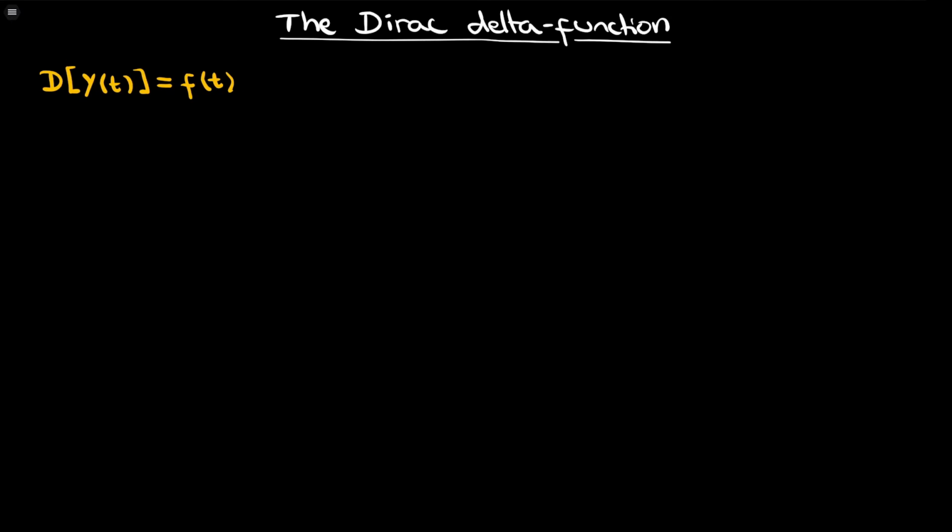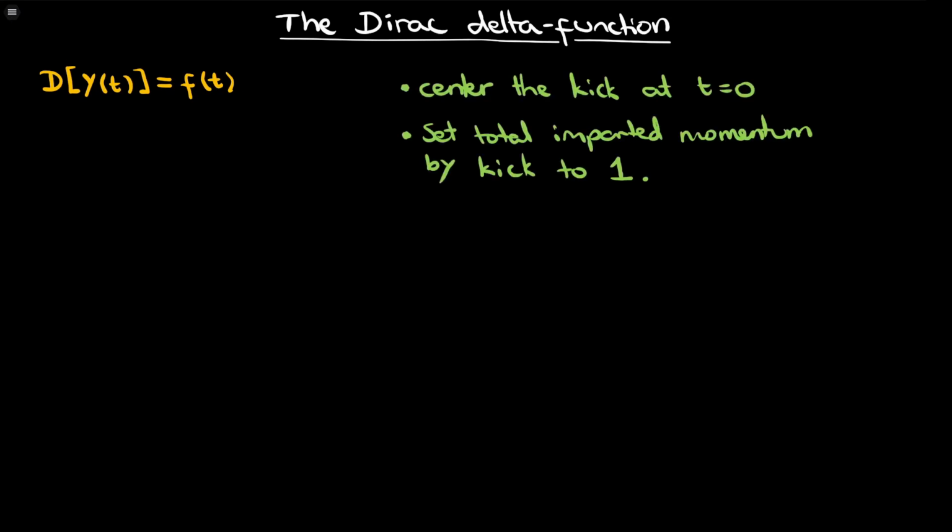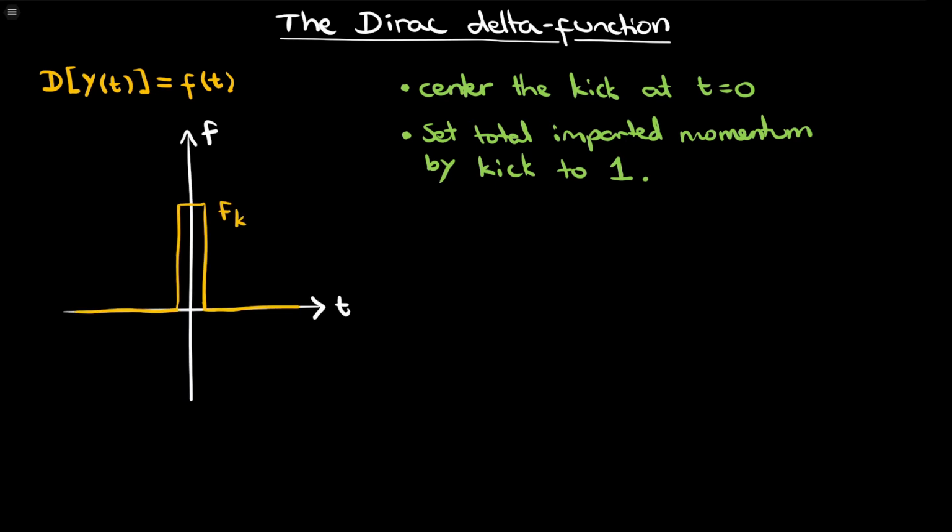To make this a little simpler, let's assume that the kick happens at t equals 0, for we can always shift the argument of the kick force function to make the kick happen at a different time. And let us also set the total imparted momentum by the kick to 1. This can always be changed by scaling the kick force function. So perhaps the kick force would look something like this, where it's centered around t equals 0. And we require that the total imparted momentum by the kick is 1. That is, that the integral of the kick force, f sub k, over all of time, that is, the limits go from negative infinity to infinity, is 1.